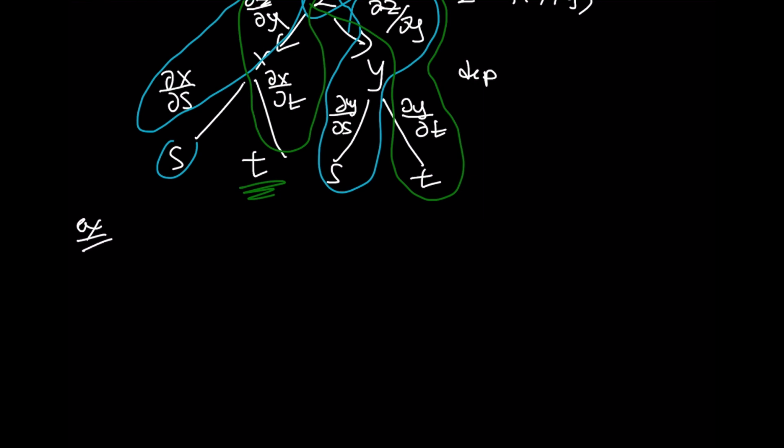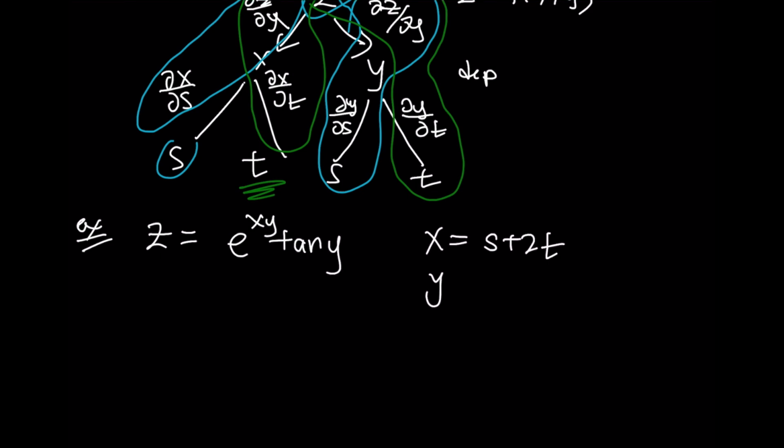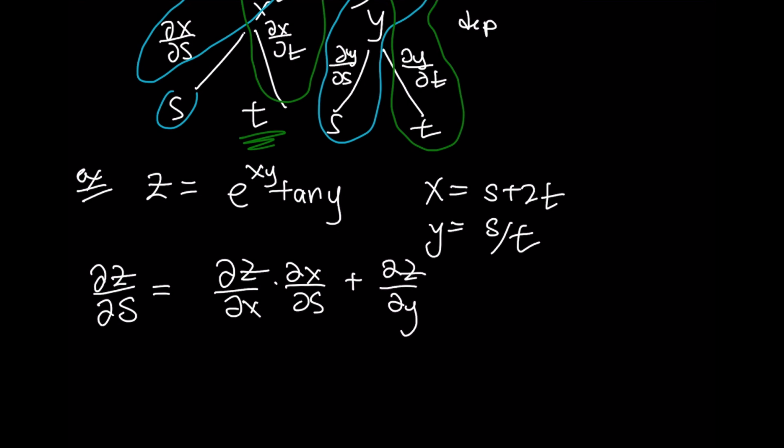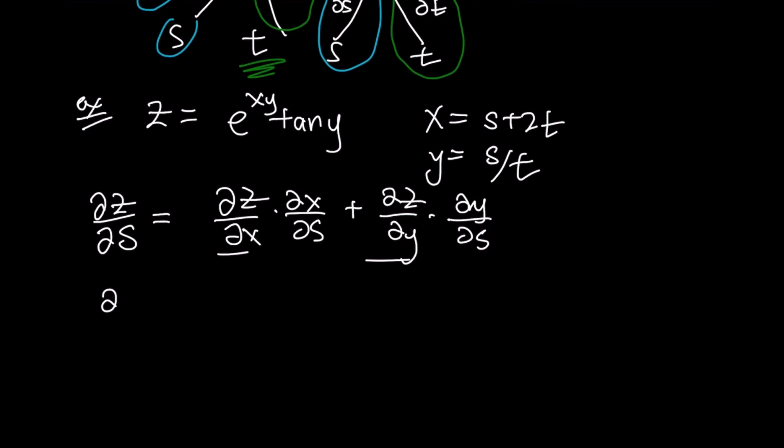So let's say z is the function e to the xy times tangent of y. x is the function s plus 2t. y is the function s over t. If I want the partial derivative dz/ds, that means I need dz/dx, dx/ds, plus dz/dy, dy/ds. dz/dx is like saying take an x partial derivative of this expression right here.